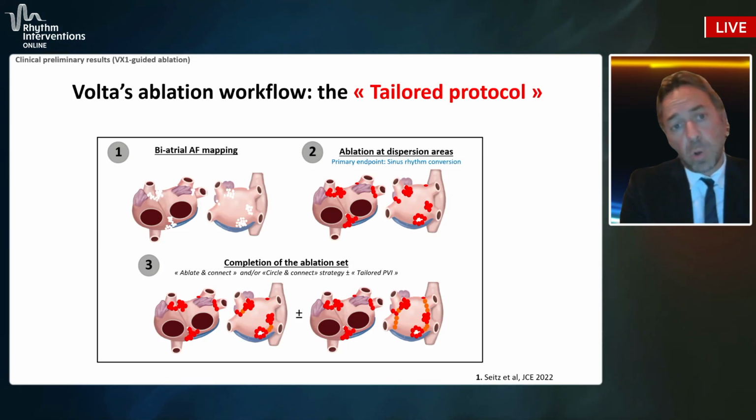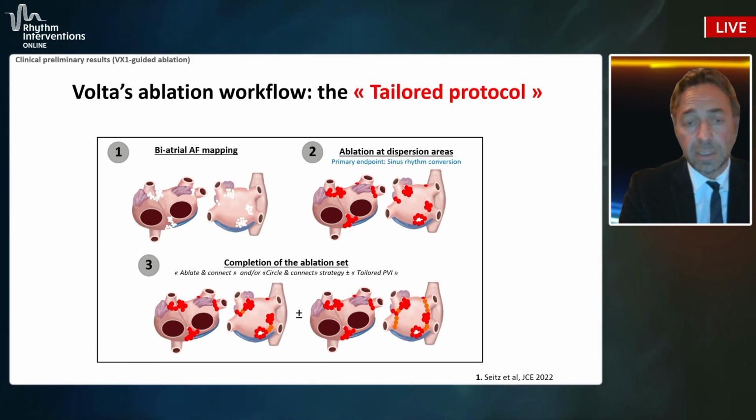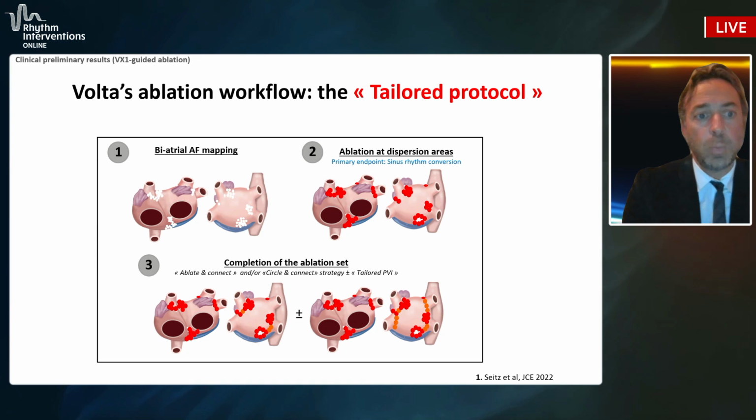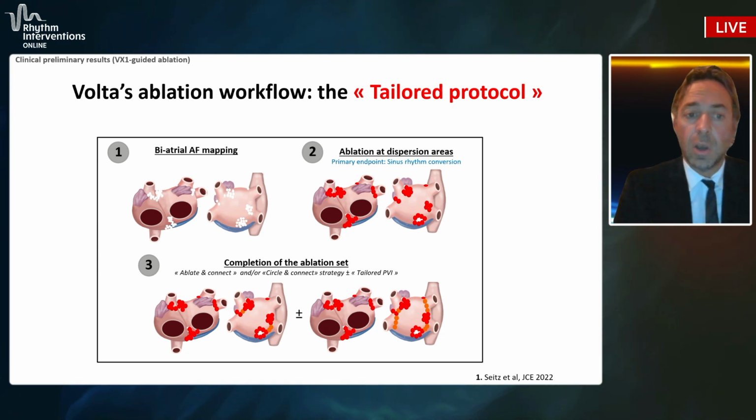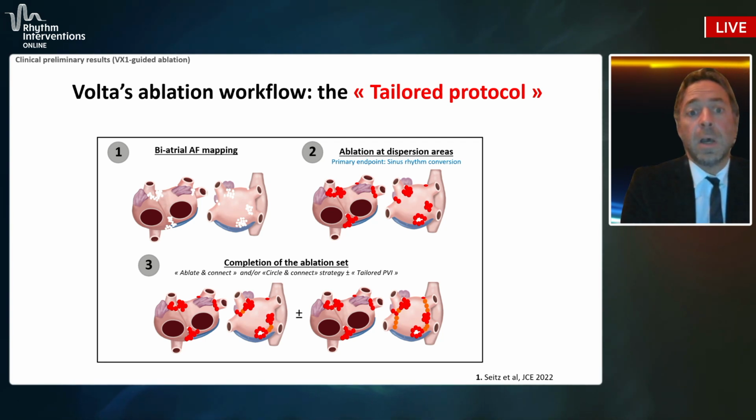So we have proposed an ablation workflow using this software that we call the tailored protocol. We believe that we have to adapt our strategy to each patient substrate. And so using this tailored protocol, the first step is to perform a biatrial AF mapping. Of course, we insist much more in the left atrium, but we also map quickly the right side.